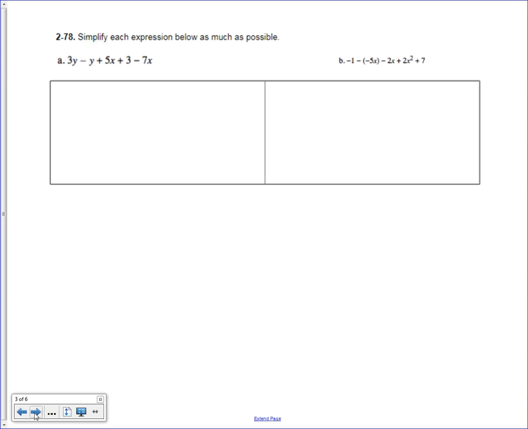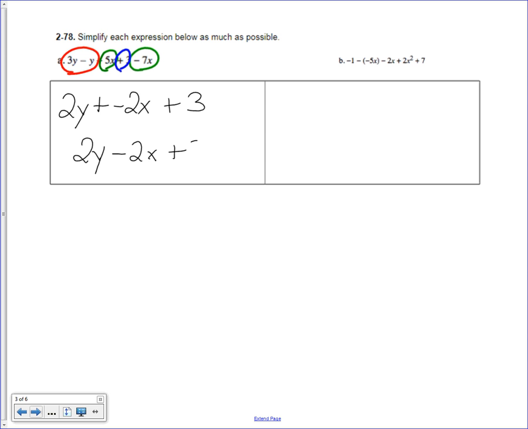Problem 3, simplify each expression below as much as possible. So I like to color code. So right here I see my y's. Then over here I have a positive 5x and a negative 7x. And then finally I just have this 3 right here. So when I simplify my y's, I get 3y minus y, which is 2y, plus 5x minus 7x is negative 2x plus 3. And I could leave it like that, or I could have written it 2y minus 2x plus 3.